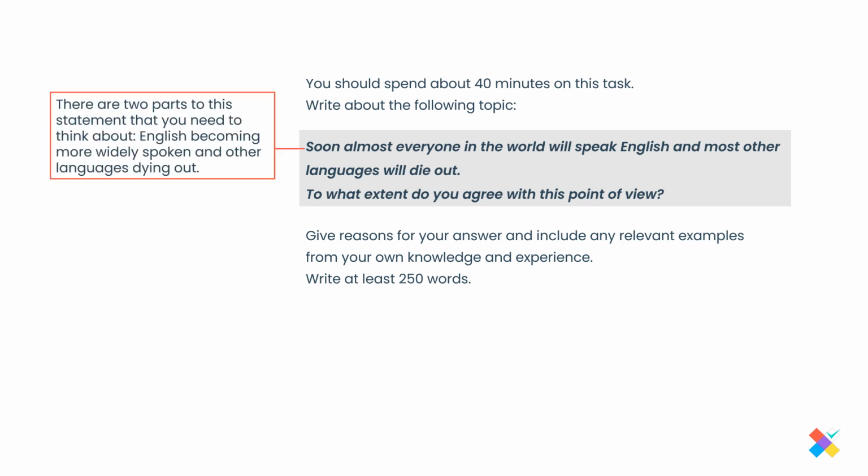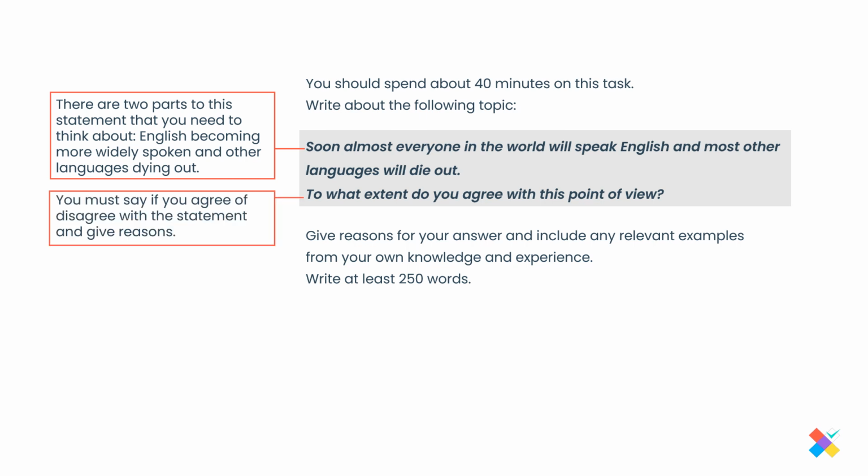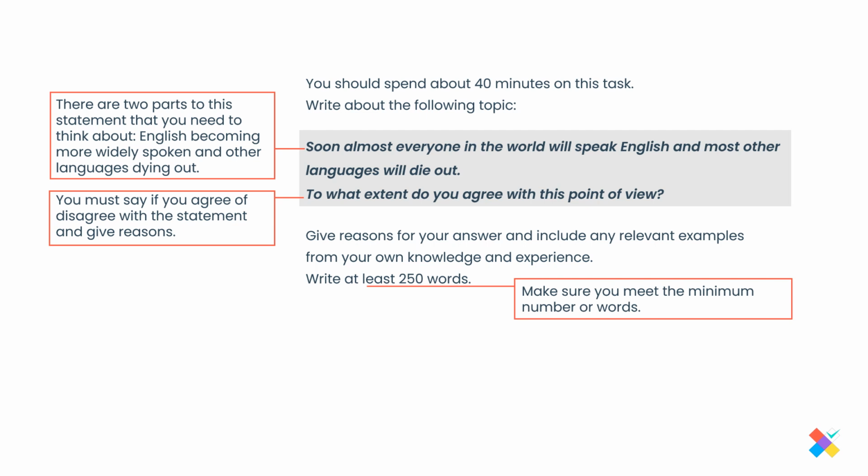It's the same. Well, first of all, you have to understand that there are two parts to this statement that you need to think about. The first one, English is becoming a global language, and the other one, the fact that other languages are dying out. So these are the two sides of the problem. And then the question goes, to what extent do you agree? You have to say whether you agree or disagree with the statement, and then give reasons, or you can choose to both agree and disagree, but you have to bring reasons and examples for both stances. And obviously you have to remember to write 250 words.